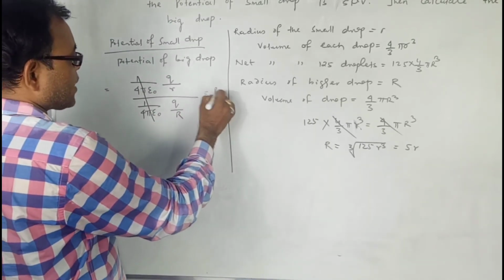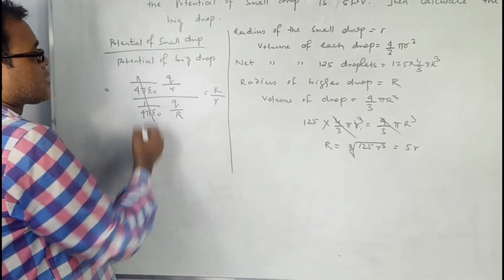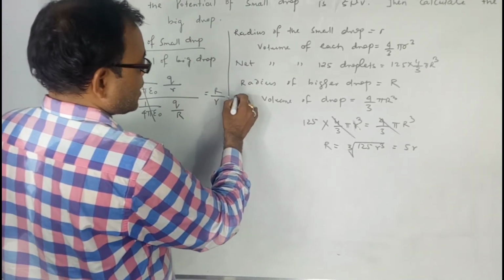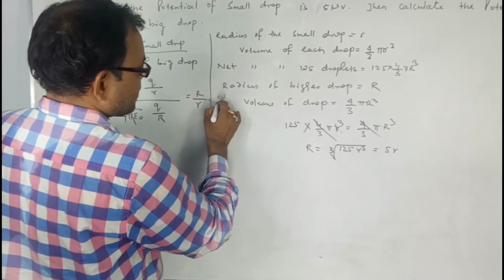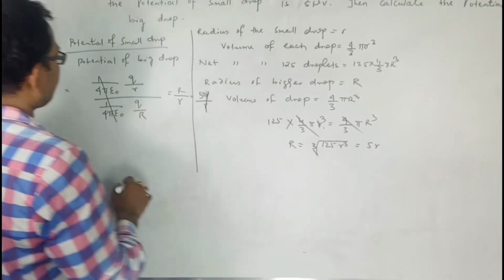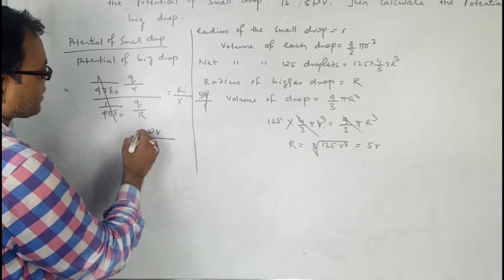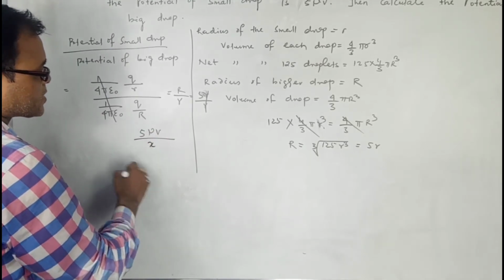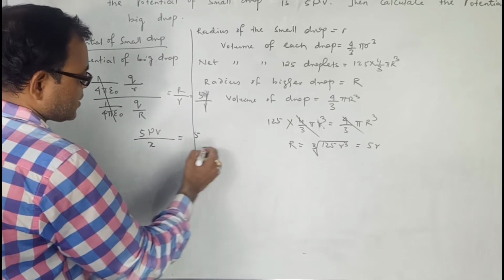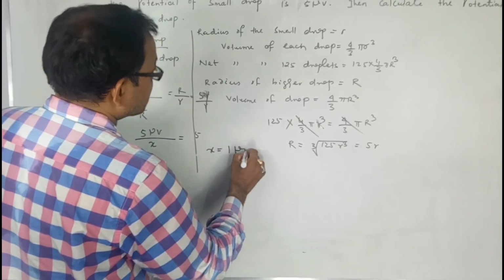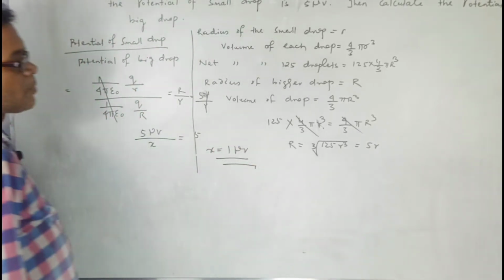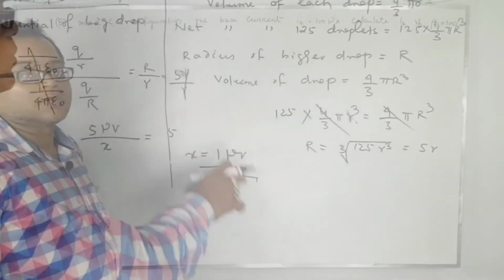Cancels, so it is r upon R. Our question is r upon R, which is 5. R upon R cancels, only 5 remains. The potential of the small drop, that is 5 mu volt, divided by the potential of the big drop, that is to be X, is equal to 5. So X is equal to 1 mu volt only. The potential of the bigger drop is 1 mu volt.